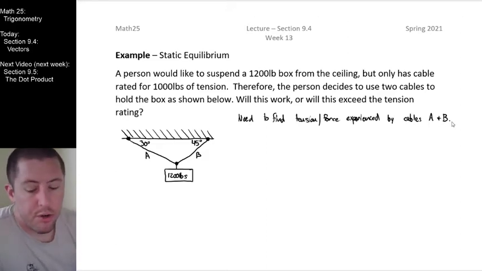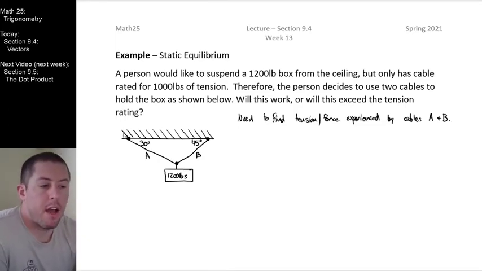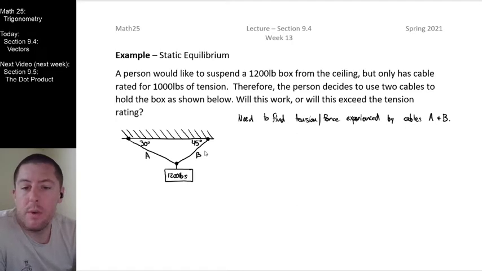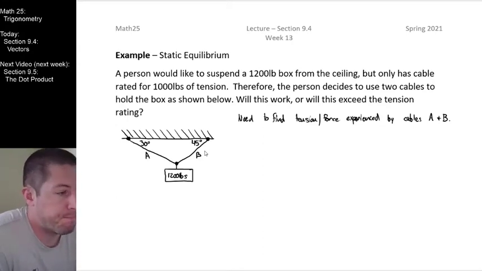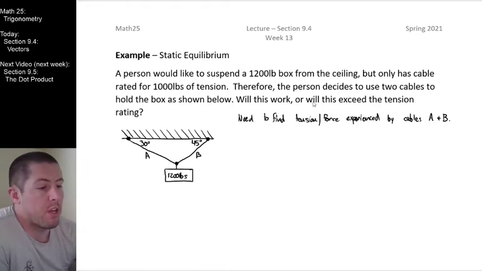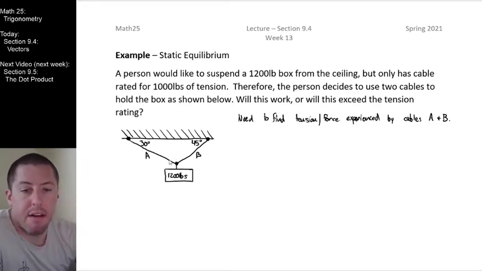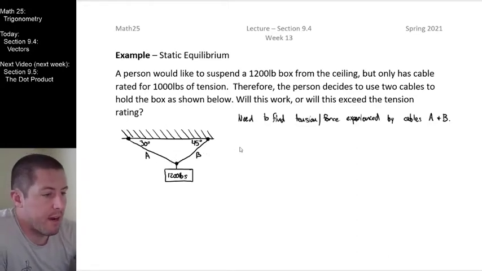Now, the issue here is that because these cables are at an angle, we can't just straight up look at the amount of force that's being applied to them here, right? So we need to be a little bit more careful. We're going to need to decompose some things into their component form right here. So what I want to do is identify several forces in this diagram.